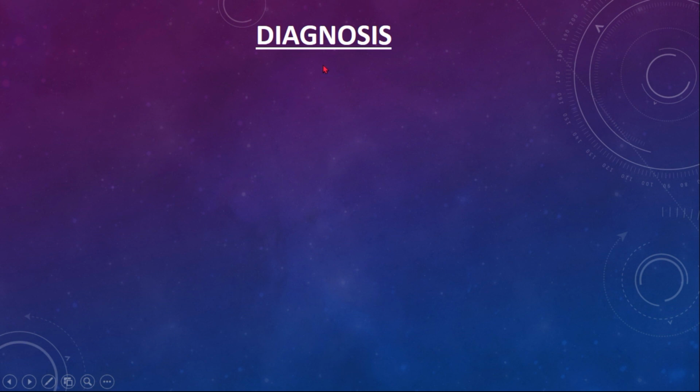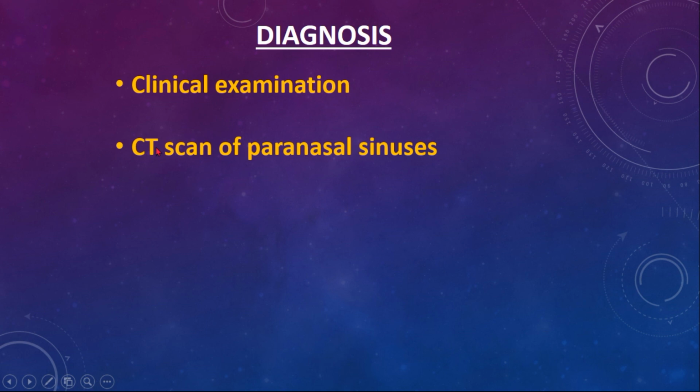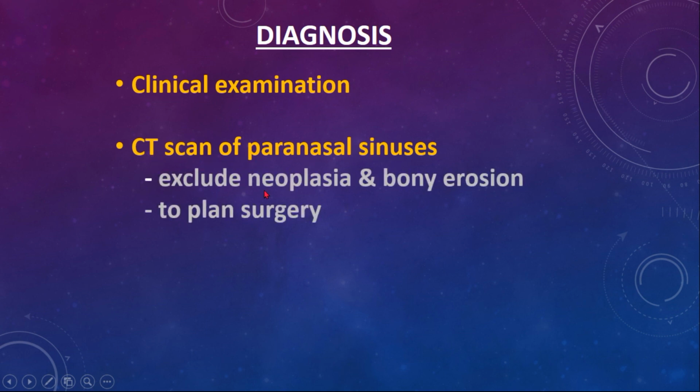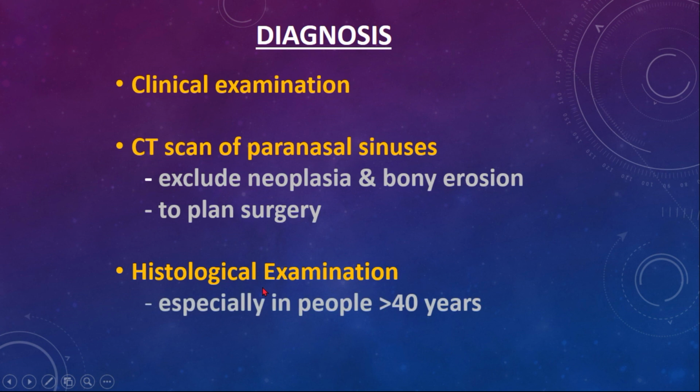What is the diagnosis? How can we make the diagnosis? First of all, clinical examination is most important from this point of view. The second one is the CT scan of paranasal sinuses, which is used to exclude neoplasia and bony erosion and to plan surgery. And the third one is the histological examination, which is most important in people, especially greater than 40 years, more than 40 years.